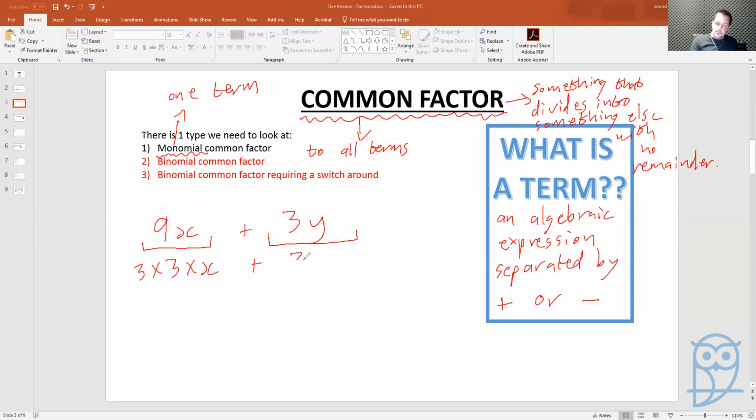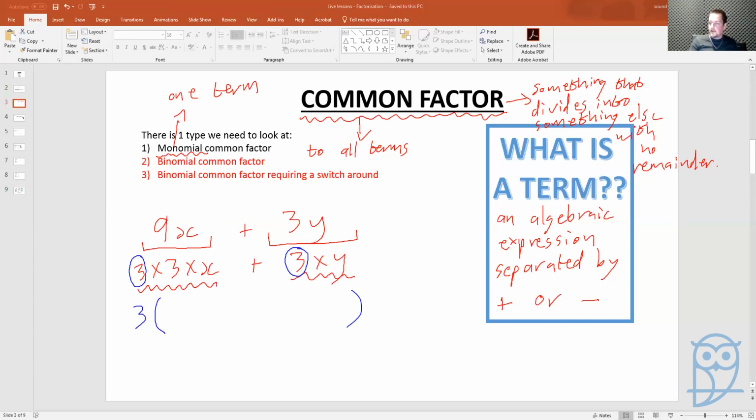3 is a prime number, so it is just 3 times my variable y. Is there anything common between this term and this term? Well, yes. When I say common, I mean, is there anything the same? Well, I have a 3 here, and I have a 3 there. Are both 3's common? No, because I do not see 2 3's on the one side and 2 3's on the other side. I only see 1 3. So therefore, 3 is my common factor.